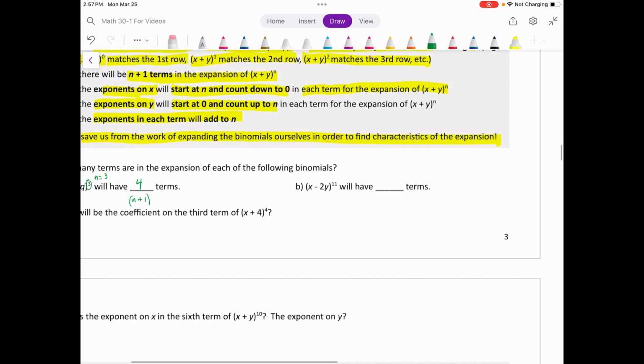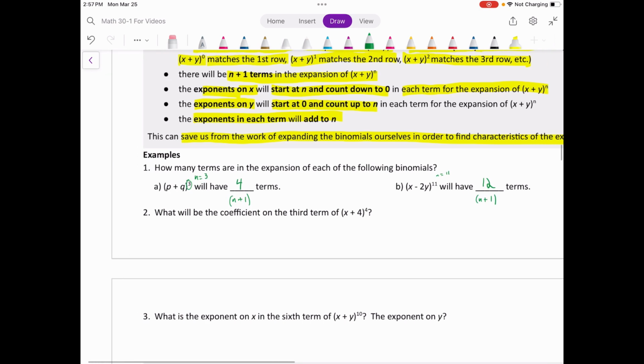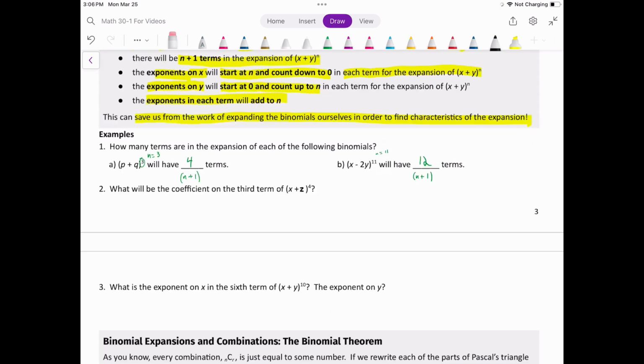What about this one then? X minus 2y to the power of 11, it's going to have how many terms? 12, right? Our n is 11, and it will always have n plus 1 terms. This one, I mean, it wouldn't be terrible to actually expand it out and figure that out on your own, right? But this one, that would not be super fun, right? Multiplying this out 11 times, so it's nice to have that relationship in our back pocket when we need it.